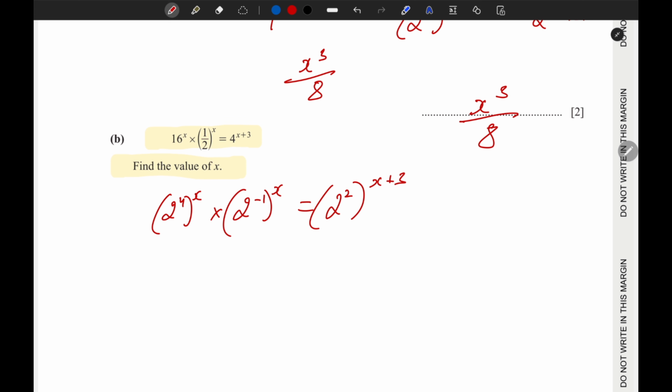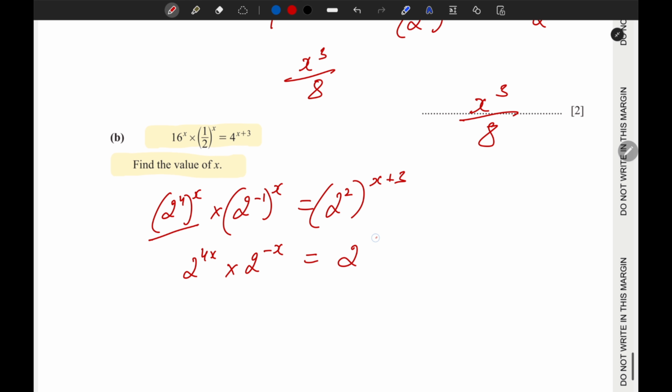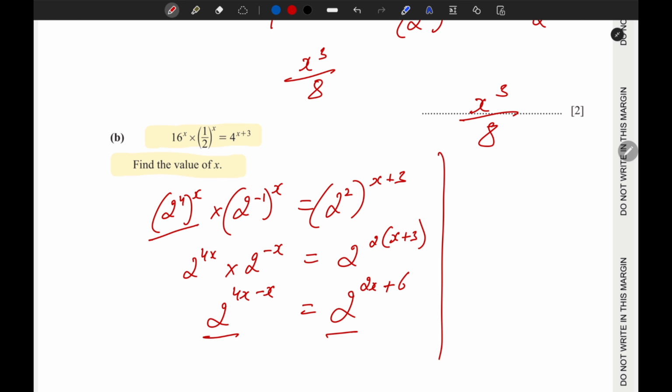First of all, solve this thing first. So this will be 2 to the power 4x times 2 to the power minus x, and this should be equal to 2 to the power twice of x plus 3. Now these are in multiplication, so we are going to add the powers. So 2 to the power 4x minus x, and this will be 2 to the power 2x plus 6. Now since the bases are the same, we are going to directly compare the powers.